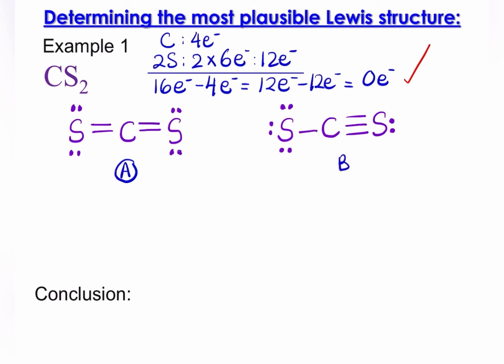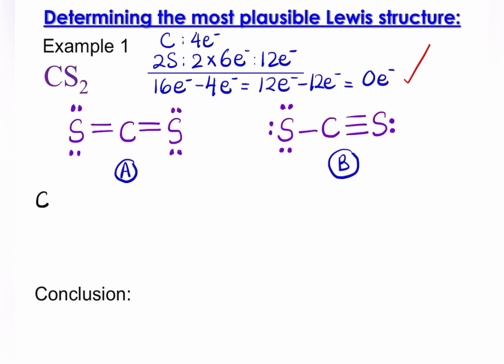So inilah maksud saya certain molekul yang mempunyai Lewis structure lebih daripada satu bentuk. So now daripada sini kita akan tentukan which structure, either A or B, is going to be the most plausible Lewis structure. Kita akan gunakan formal charge calculation. So I'm going to calculate using the most basic one. So let's try to do the calculation for structure A first.